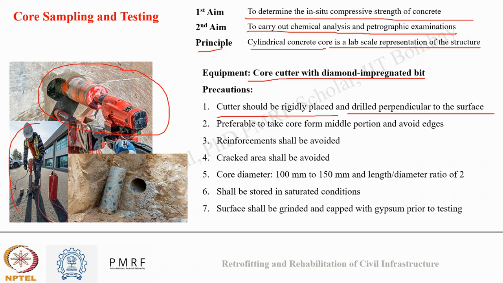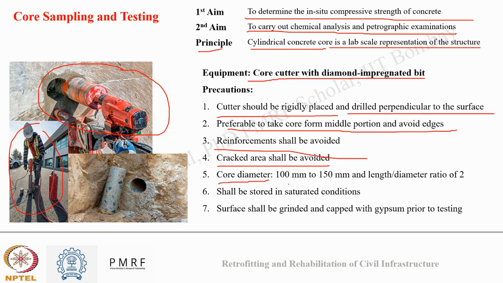So here you can see in this image, this cutter is placed rigidly and perpendicular to the surface. It is preferable to take the core from the middle portion and avoid edges so that there is no breakage in the core when it is taken out. Reinforcement shall be avoided when the core is taken out, so you should know the proper position of reinforcement, and then take the core out. Cracked areas shall be avoided since they will hamper the testing of concrete.